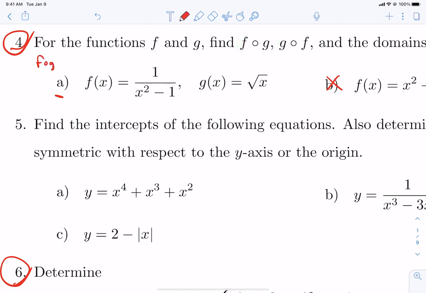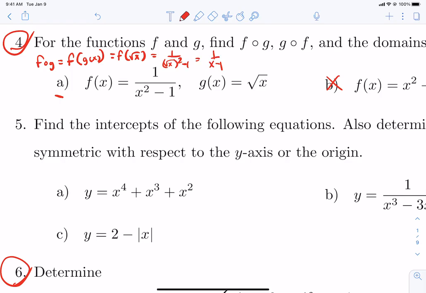So f of g, we're going to put into the f function the g function. So the g function is the square root of x. And that's going to go right into the f function. So that's going to be 1 over the square root of x squared minus 1, or 1 over x minus 1. So that's what f of g is.